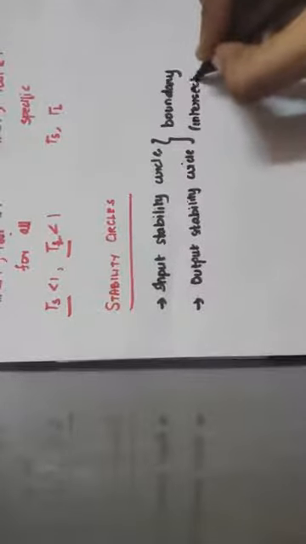So we are going to find out, based on certain conditions, where the input stability circle and output stability circle intersect each other, and the intersection decides whether it is stable or unstable in nature. Now let us start to see how to find the stability.